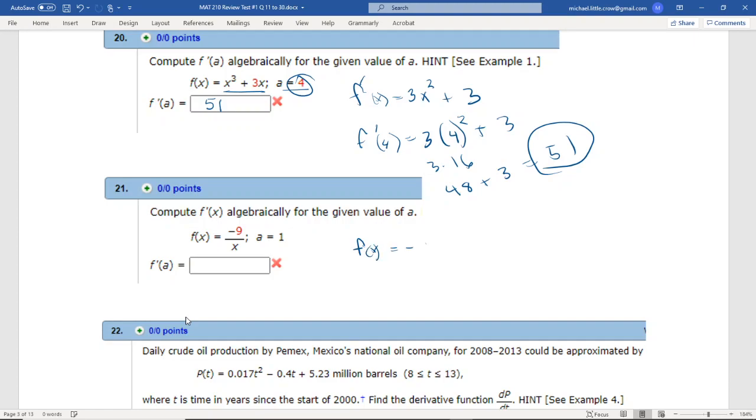We'll just rewrite this as negative 9x to the minus 1, so that when we go to take its derivative, we get the negative coming down, so negative 1 times 9 is positive 9. Subtract 1 from the exponent, we're going to get minus 2, and then we're going to plug in a equals 1, so we get the derivative at 1 is equal to 9 times 1 to the negative 2. 1 to the negative 2 is still 1. 1 times 9 is 9. Our answer is 9. Okay, you could have done that with the graphing calculator as well.